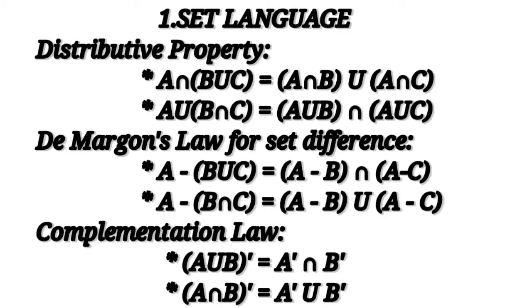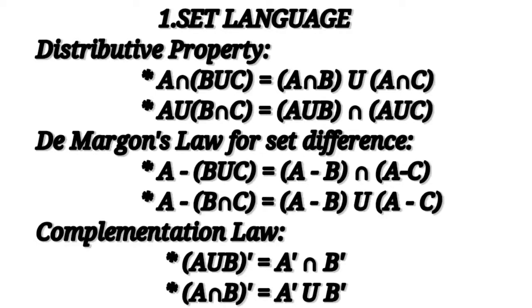Today we are going to discuss the chapter Set Language, then continuity of 1.5, recapping the laws. First one, distributive property. A intersection (B union C) is equal to (A intersection B) union (A intersection C). Then A union (B intersection C) is equal to (A union B) intersection (A union C).